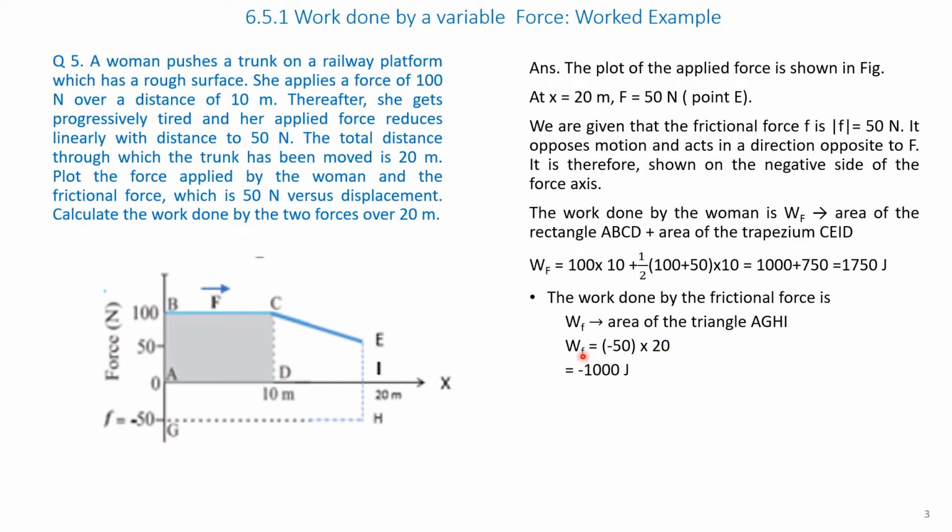The work done by the frictional force is the rectangular area AGHI. Therefore, the work done by friction, Wf, is given by minus 50 into 20, which is equal to minus 1000 joules. Please note, we have used subscript capital F for work done by the force of the woman and small f for the frictional force.